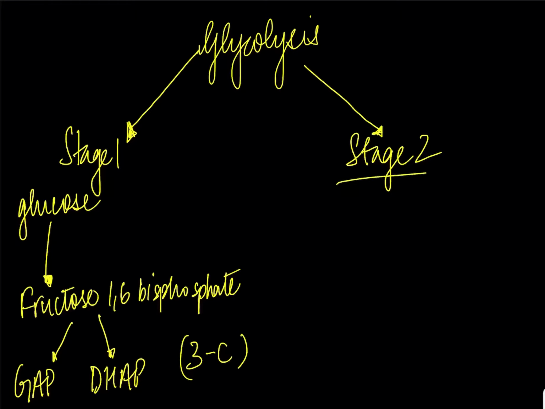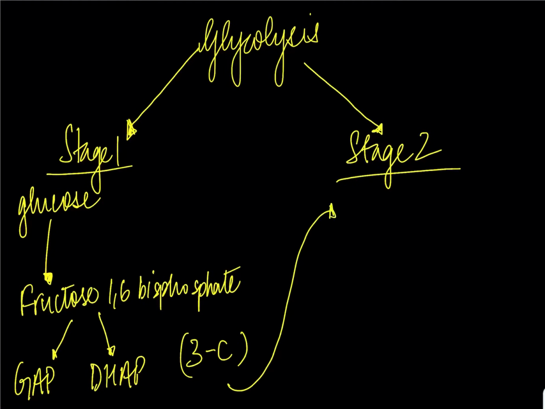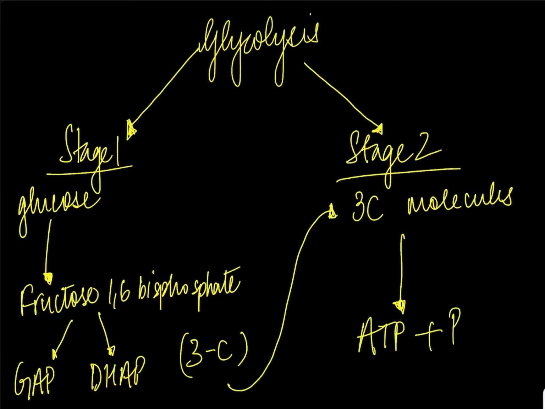And the second stage of glycolysis focuses on the conversion of these three carbon molecules, namely GAP and DHAP, to yield ATP and convert it into pyruvate, which is used further to yield more ATP.